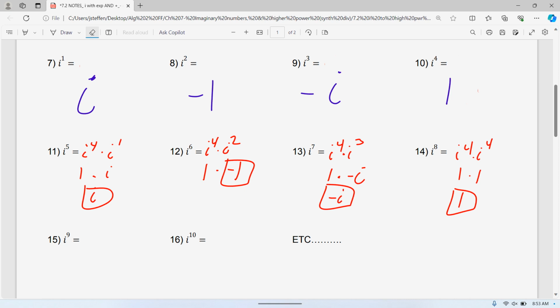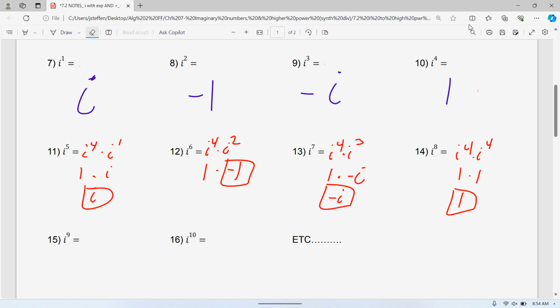I to the first gives you this. I to the second, to the third, to the fourth, 5, 6, 7, 8. To the 9th will be i. To the 10th will be -1, 11, 12, 13, 14, 15, 16, 17, 18, 19, 20, 21, 22, 23, 24. That loop goes. Every 4 is going to land on i to the 4th, and then you start that loop over. So this is the pattern that you're going to use, and then all the other ones you're going to be able to find.